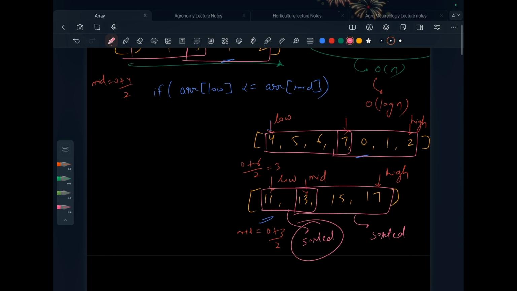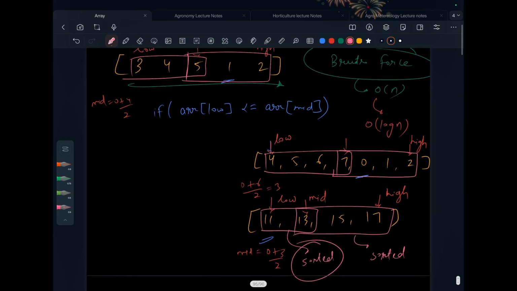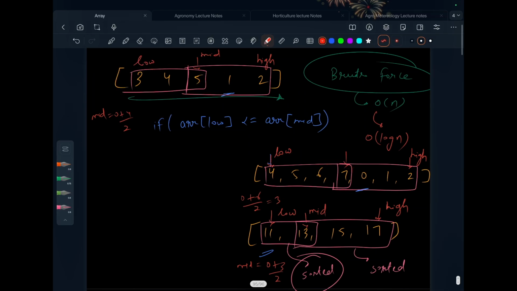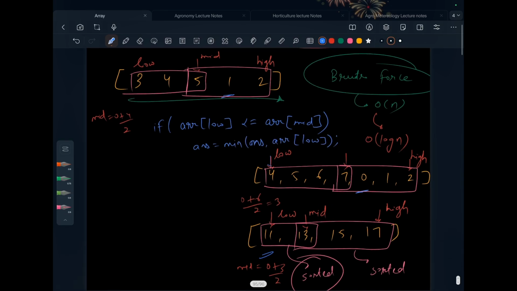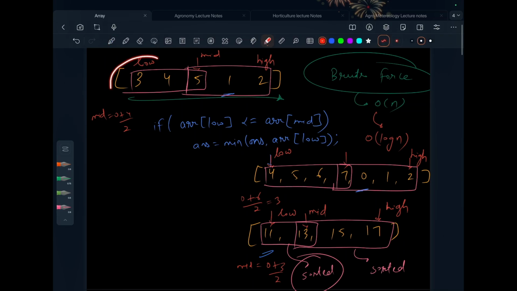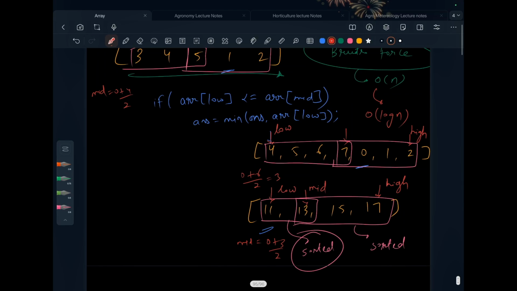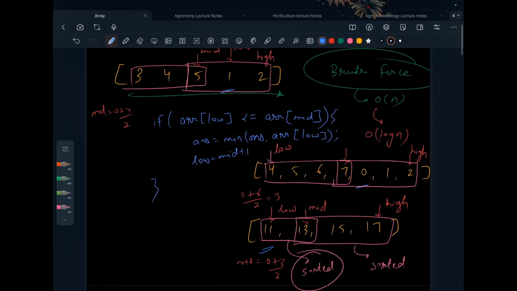So what we will do: even if we are in the sorted portion, we will calculate our minimum, right? Because it might happen that the first element of this sorted array might be my minimum. So we calculate our minimum with array of low, and after picking up this value, meaning we considered the minimum value from this partition, we can eliminate this partition and move our low to this value. So this is our condition to find the minimum in the sorted array.